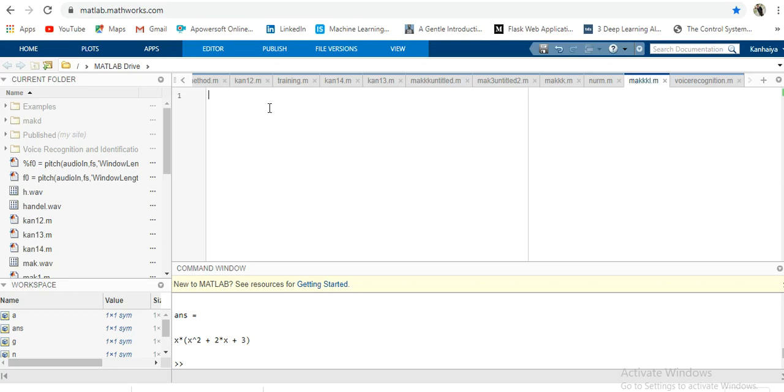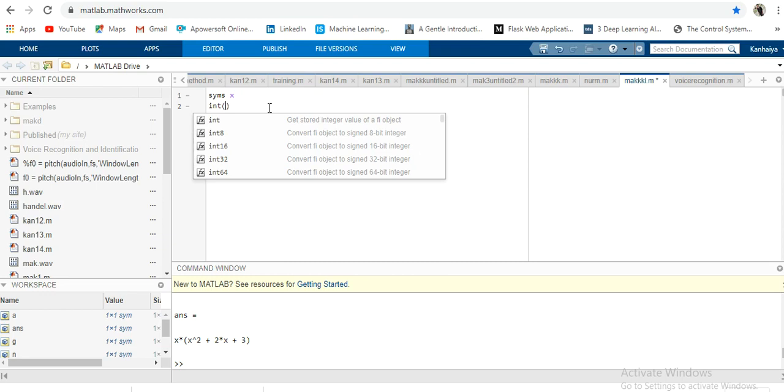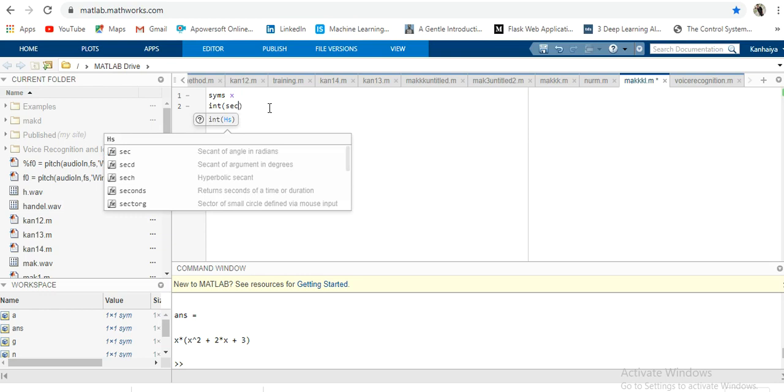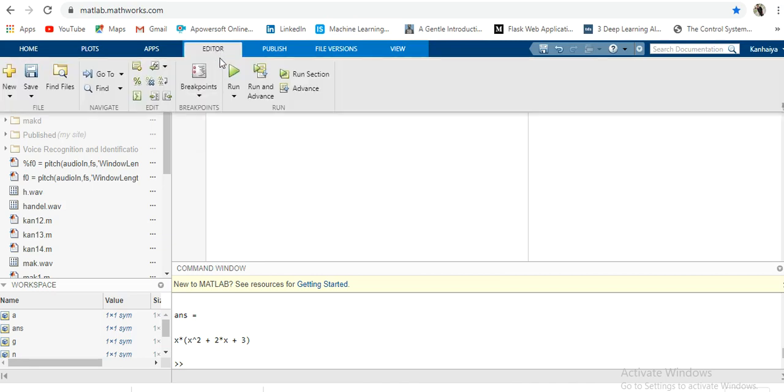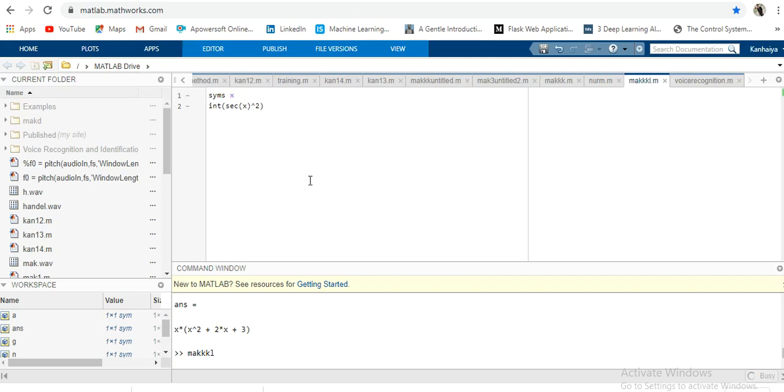Now let's move on to another one. We will integrate sec x square. We define syms x. Now I am taking for example int of sec x square. Oh, sorry. Now integrate it. Sec x square, that means it is giving tan x.